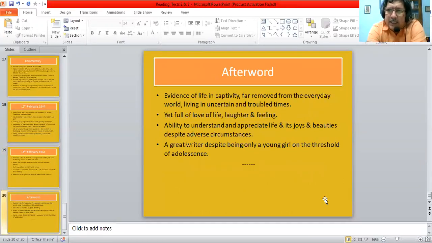Now, the entries in the diary that we have provide evidence of life in captivity, which is far removed from the everyday world, and also give us a record of living in uncertain and troubled times. Yet it is full of love of life, laughter, and feeling. Her ability to understand and appreciate life and its joys and beauties despite adverse circumstances is what carries it through. She is a great writer in spite of being only a young girl on the threshold of adolescence.